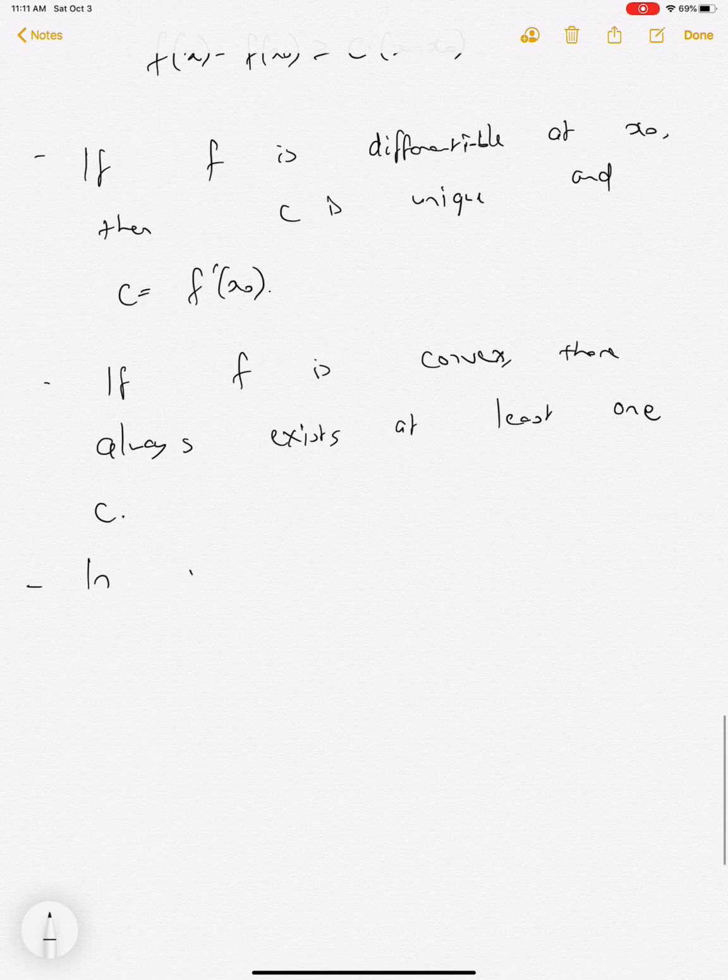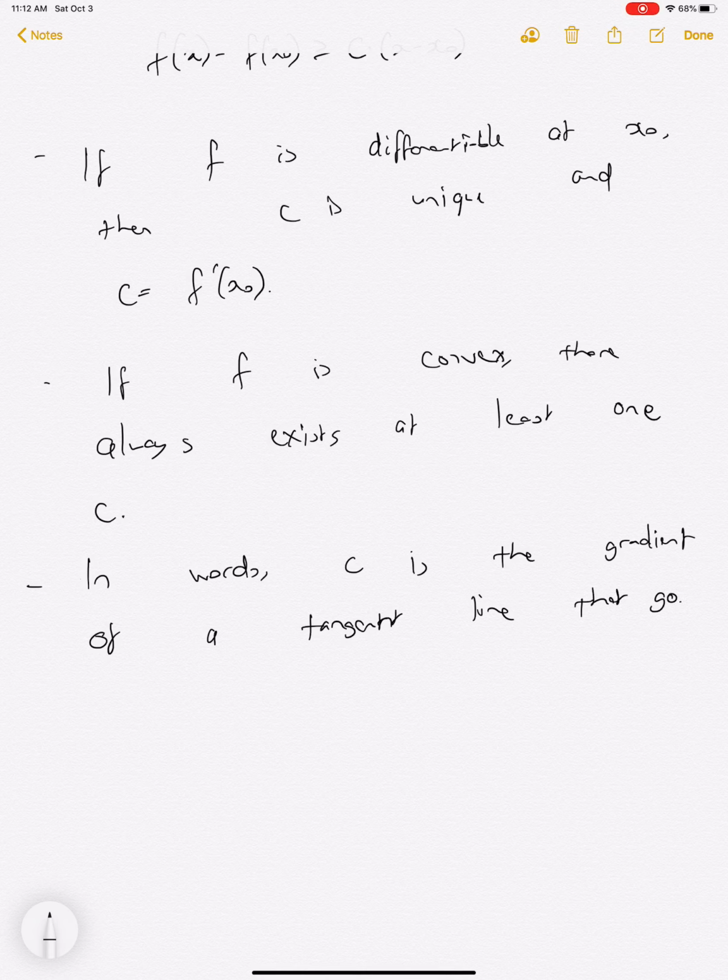So in words, C is the gradient of a tangent line that goes through the point x0, f of x0, and lies below f of x.